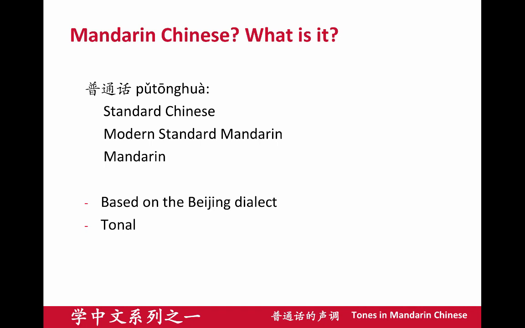You might be wondering what Mandarin Chinese is. Mandarin is also known as 普通话. It's also called Standard Chinese, Modern Standard Mandarin, or simply Mandarin. It is a standard variety of Chinese, the sole official language of China, a national language of Taiwan, and one of the 4 official languages of Singapore. Its pronunciation is based on the Beijing dialect. Like other varieties of Chinese, Standard Chinese is a tonal language.